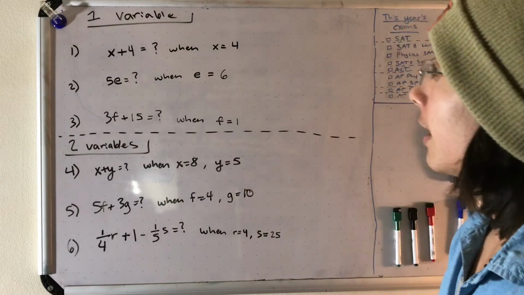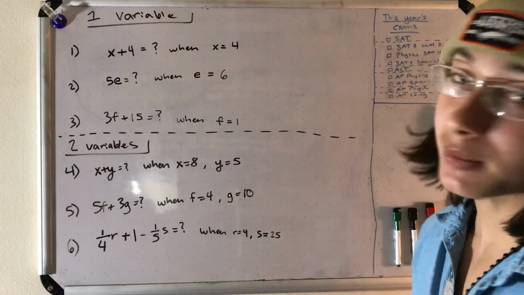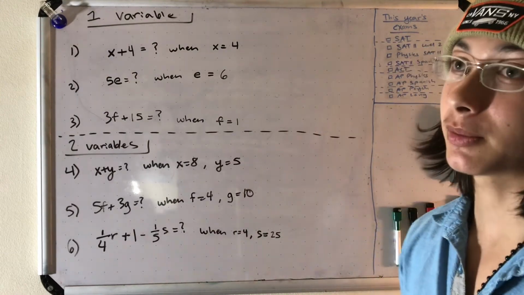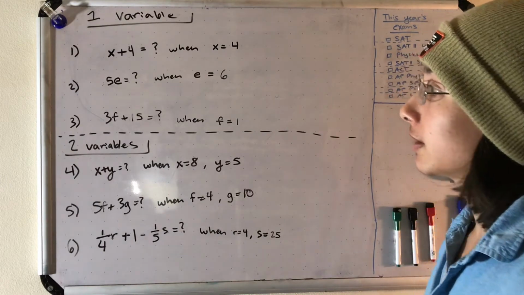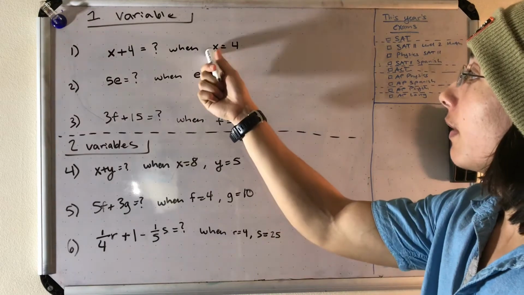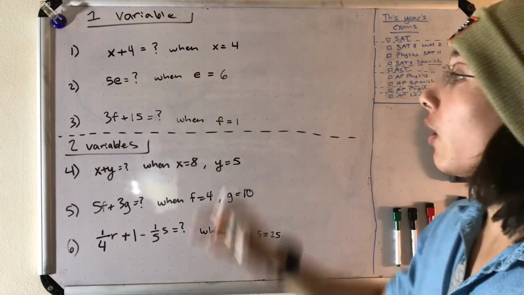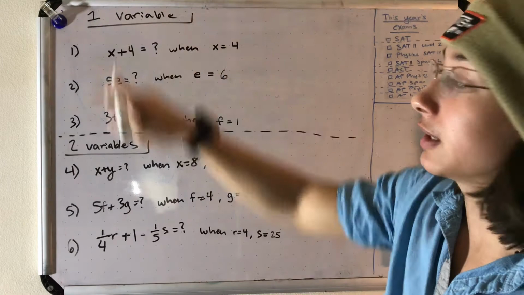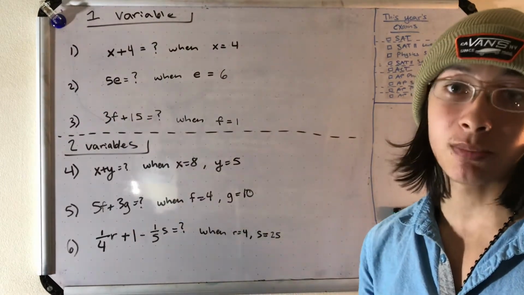Pretty quick lesson. So basically what I'm going to be teaching you here is this concept called substitution. What substitution is, you're given a value, let's say we have a variable, and the variable is equal to a certain number. All you have to do is plug that number into the original expression to simplify the expression.